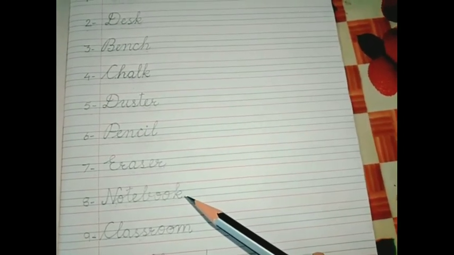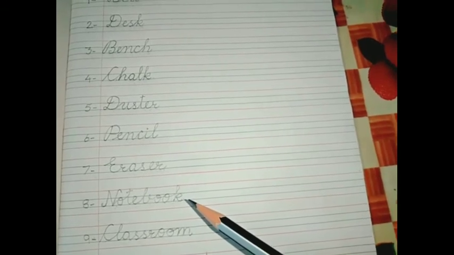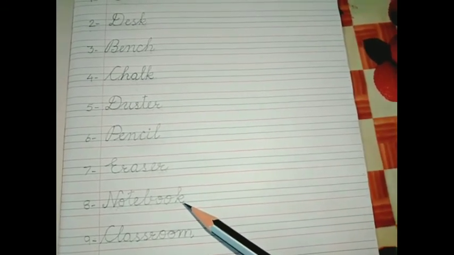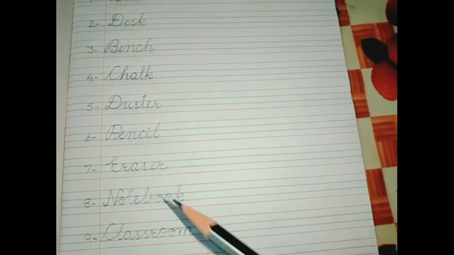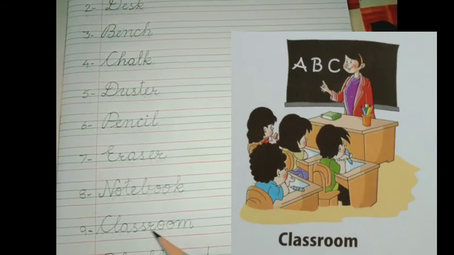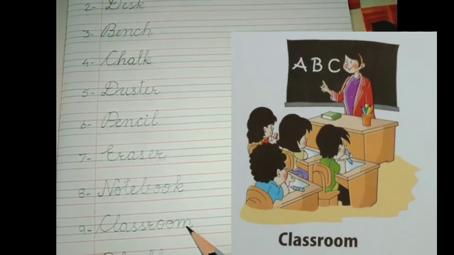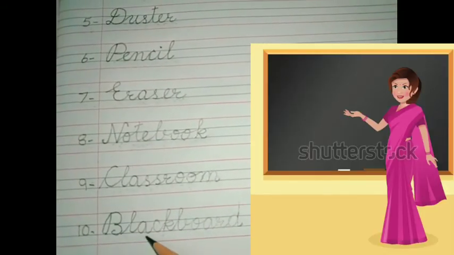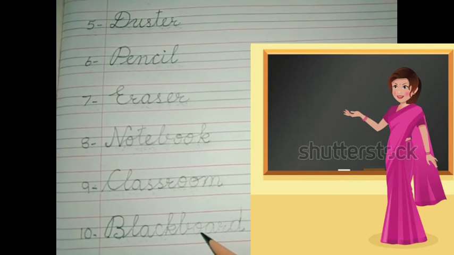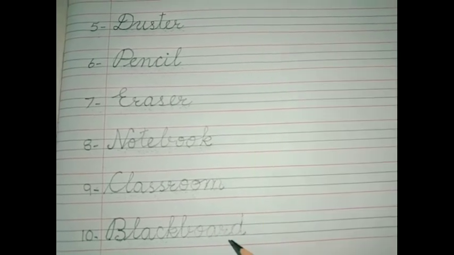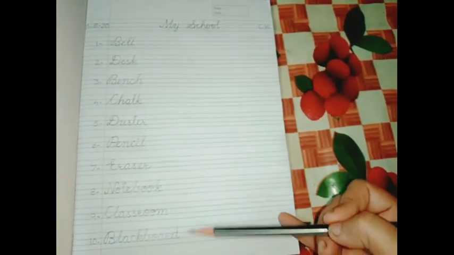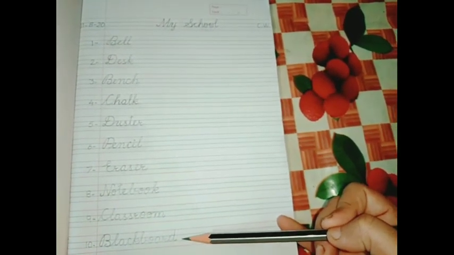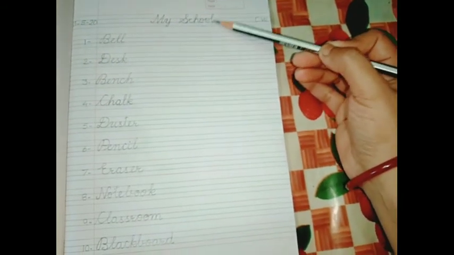That thing on which you are writing, that thing is called notebook also. Understood? So this is the spelling of notebook. Ninth spelling is CLASS class, ROOM room, classroom. 10th spelling is BLACK black, BOARD board, blackboard. Understood? So these were 10 spellings of those things which are related with school.